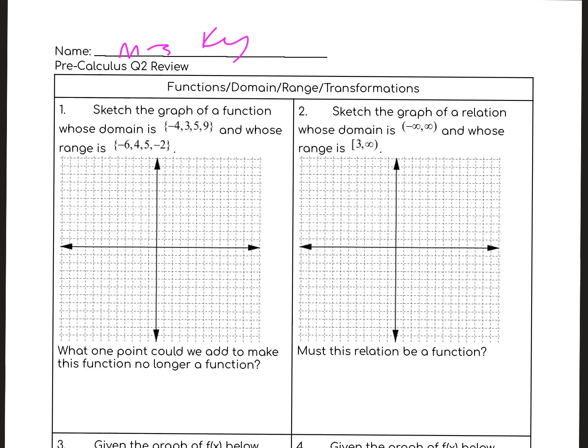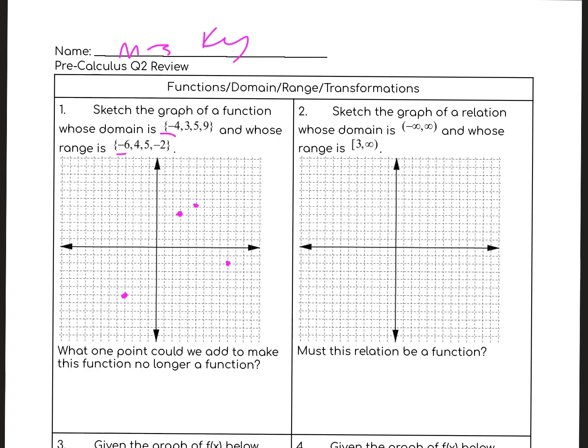-4, -6, 1, 2, 3, 4, 5, 6. 3, 4, 1, 2, 3, 1, 2, 3, 4. 5, 5. You don't have to do it this way. This is the way my brain wants to do it. 5, 1, 2, 3, 4, 5. And 9, that's 5, 6, 7, 8, 9, -2. Alright, so that fit. I just did each point.